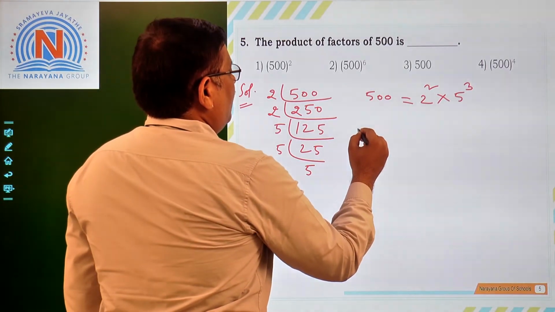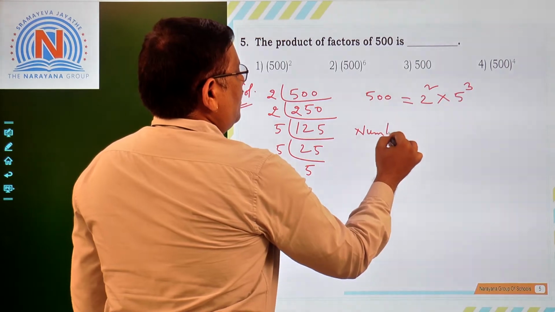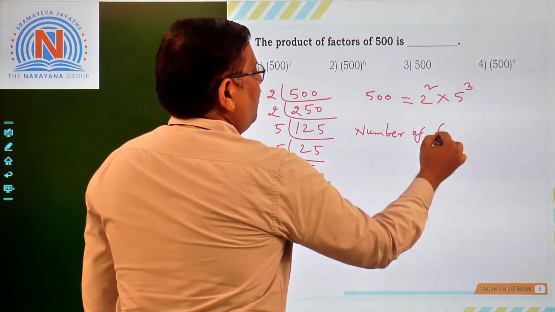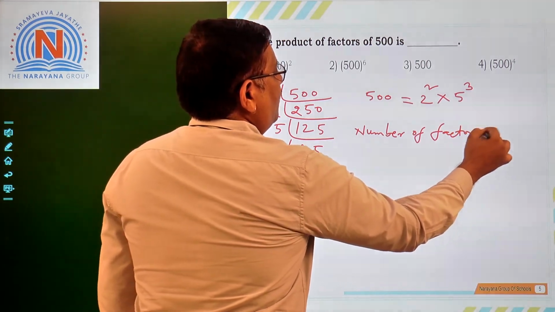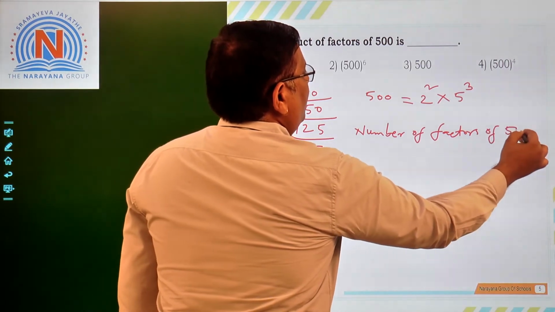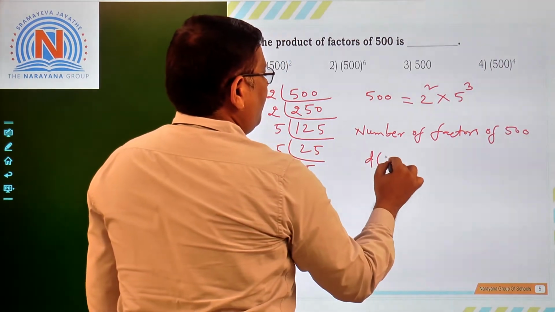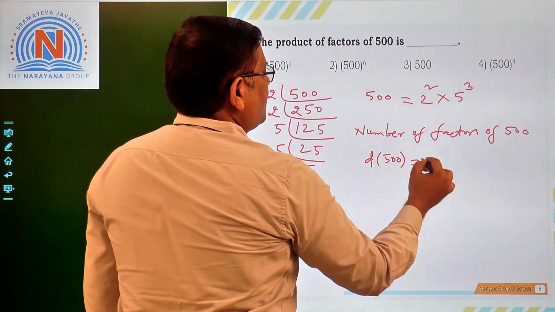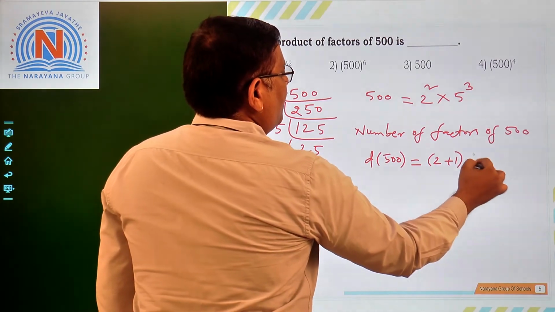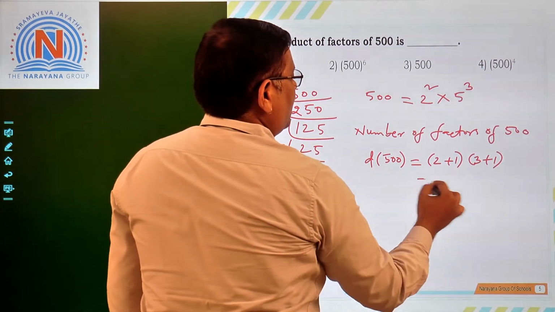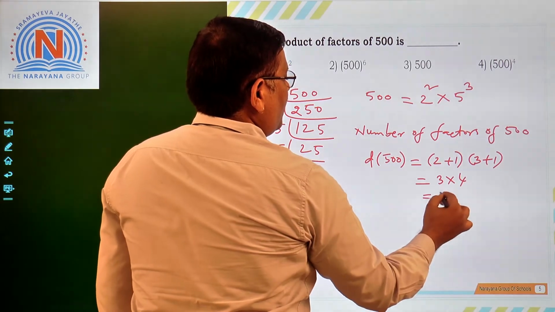Therefore, the number of factors of 500, that is d of 500, is 2 plus 1 times 3 plus 1. That is nothing but 3 times 4, that is 12.